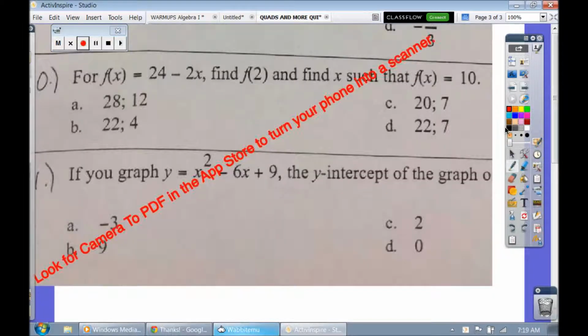Number 10. Now, number 10, what you need to do is you need to remember that f of x is the same as saying y. So when you see f of x, you need to just burn it into your brain that that's just like saying y equals. So y equals 24 minus 2x. Just like our STAAR strategy, we're going to graph that. Put it in the calculator.